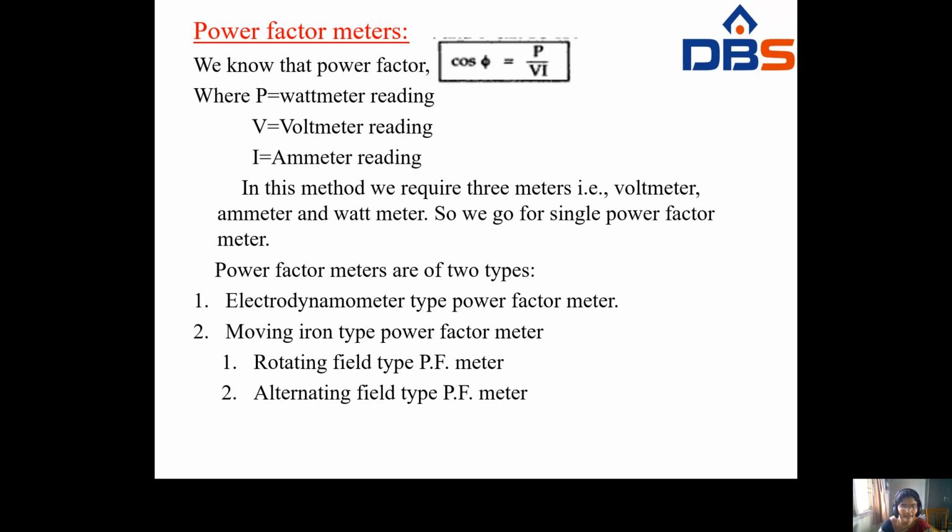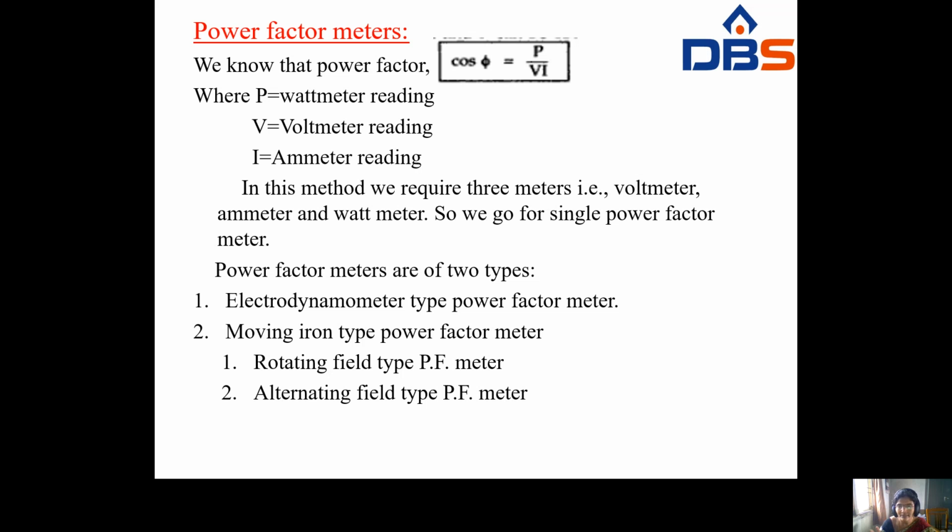Power factor meters. We know that the power measured across any parameter is P equal to VI cos phi. Here, cos phi is nothing but the power factor. Whenever you want the power factor, you can write cos phi equal to P by VI. Here P means wattmeter reading, V means voltmeter reading, and I means ammeter reading. So you have to find the cos phi power factor value.